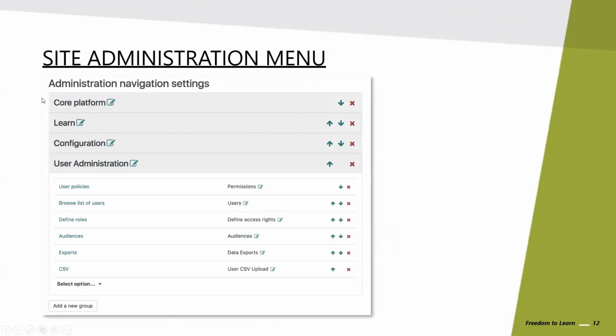If we go into the administration navigation settings, this is where I can say, okay, here's the title of that category, and then add individual items to it if I want to. So here's everything under user administration, for example. So this should hopefully help people be able to find the settings they need.